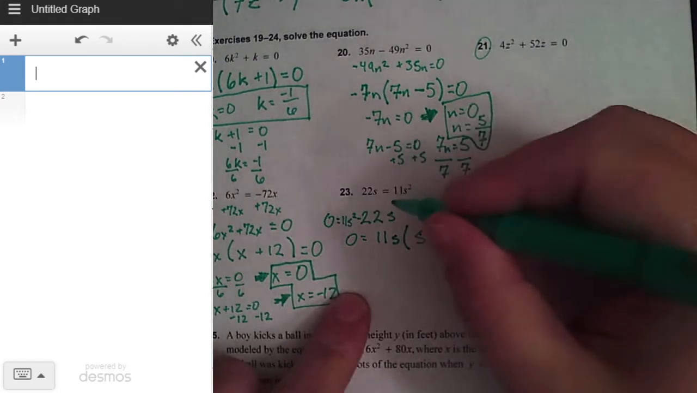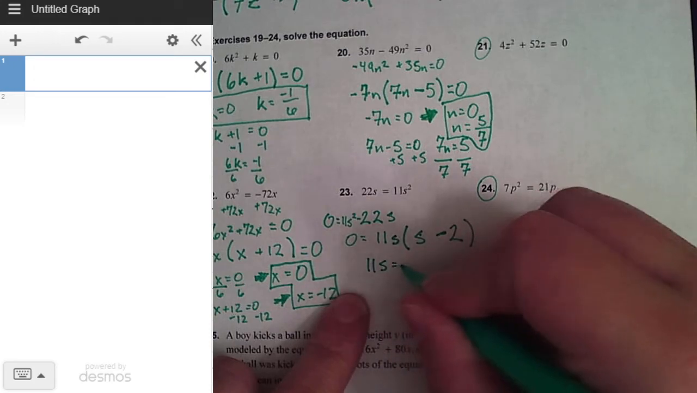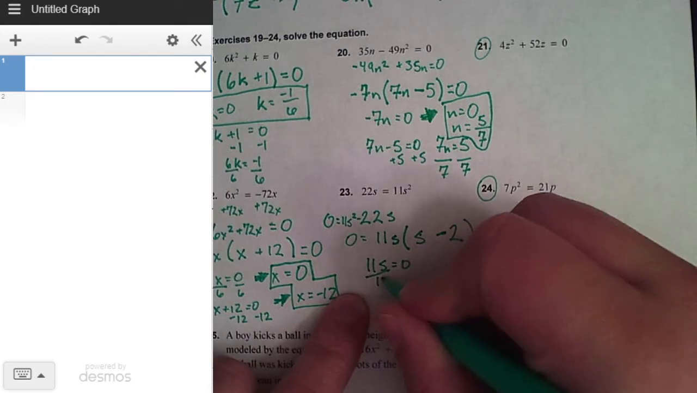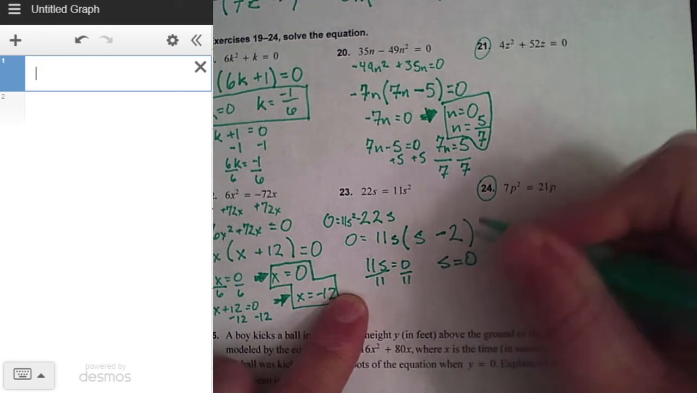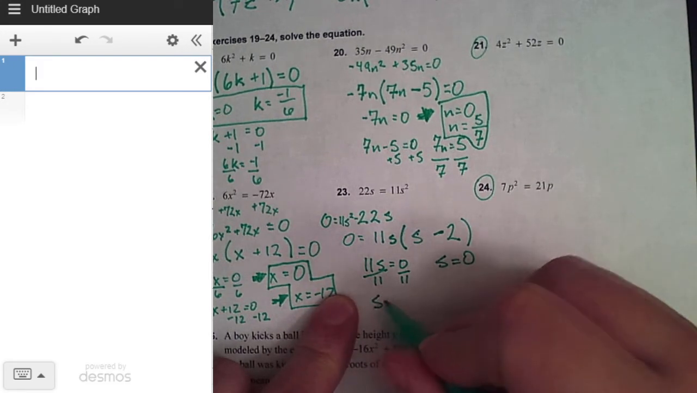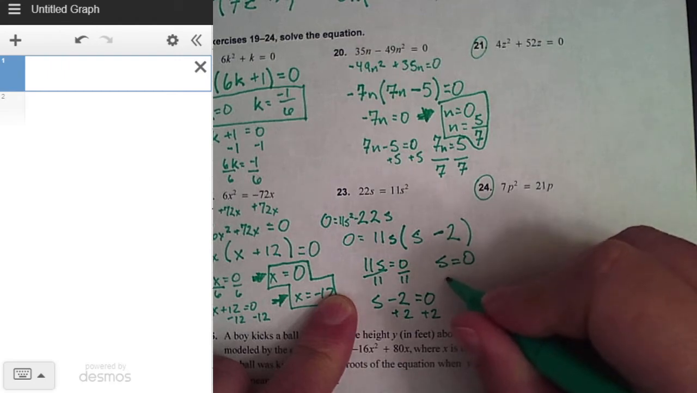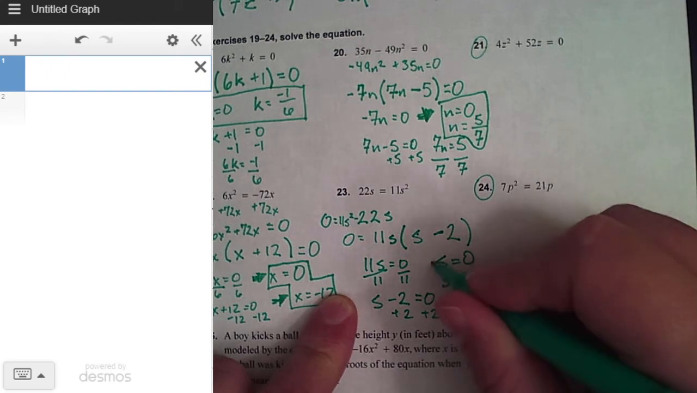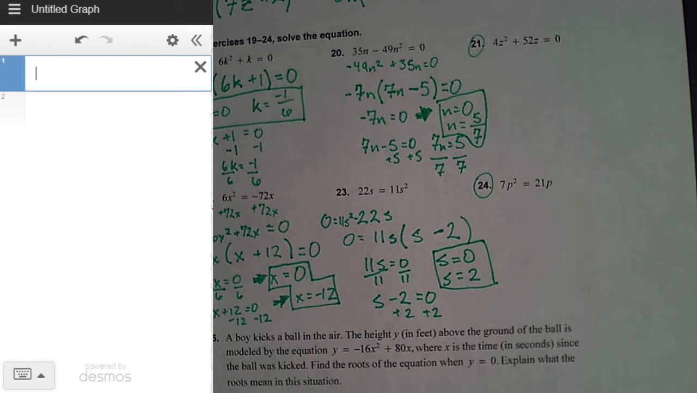Now, next step is I set each of those equal to 0. I have 11s is equal to 0, so s is equal to 0. And then if I have s minus 2, I set that factor equal to 0. I'd have to add 2 to both sides, and I find out that s is equal to positive 2. So those are our two answers.